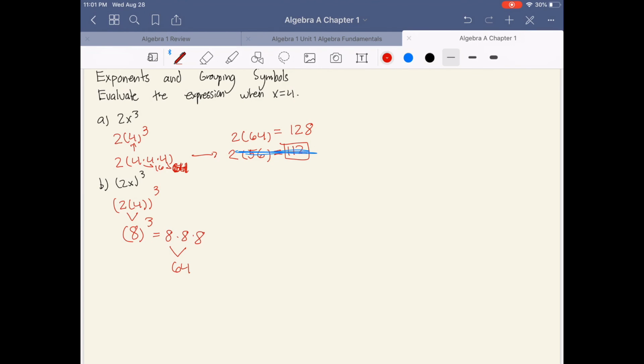Now 64 times 8 is, and if you guys are confused with multiplying big numbers, let's solve it together. 64 times 8. 8 times 4 is 32. 8 times 6 is 48 plus 3, 51. So our answer is 512.